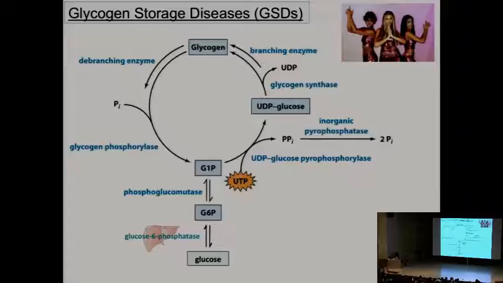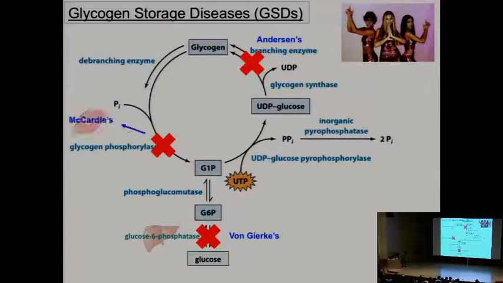To summarize all of those diseases, here's the pathway again. We know that all of these players have to be working together. If you don't have glucose 6-phosphatase, that results in von Gierke's disease. Deficiencies in branching enzyme cause Andersen's disease. And then we talked about two glycogen phosphorylase deficiencies, McArdle's that affects muscle and Hers that affects liver.